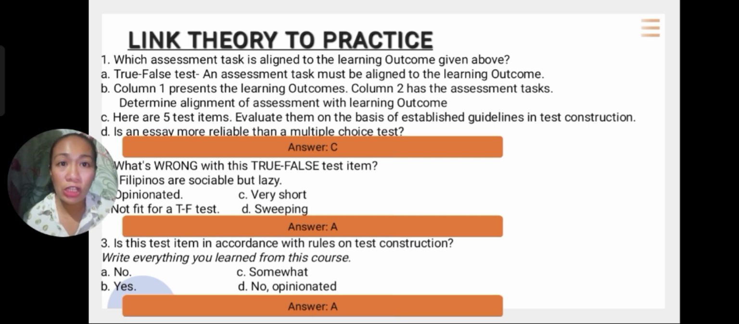Number 1, which assessment task is aligned to the learning outcome given above? The answer is letter C. Here are the 5 test items. Evaluate them on the basis of established guidelines in test construction.